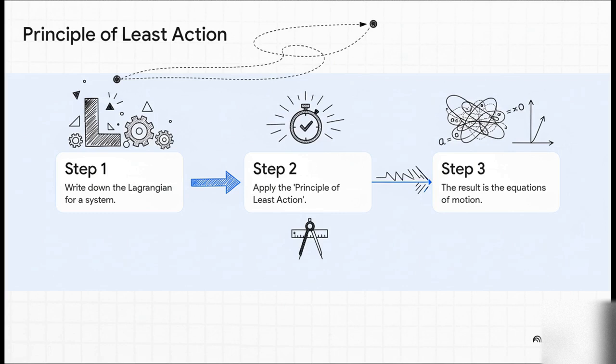So it's like a 3-step process. First, you write down the Lagrangian for whatever you're studying. Second, you apply this principle. And third, the math just spits out the exact equations for how that system is going to behave.